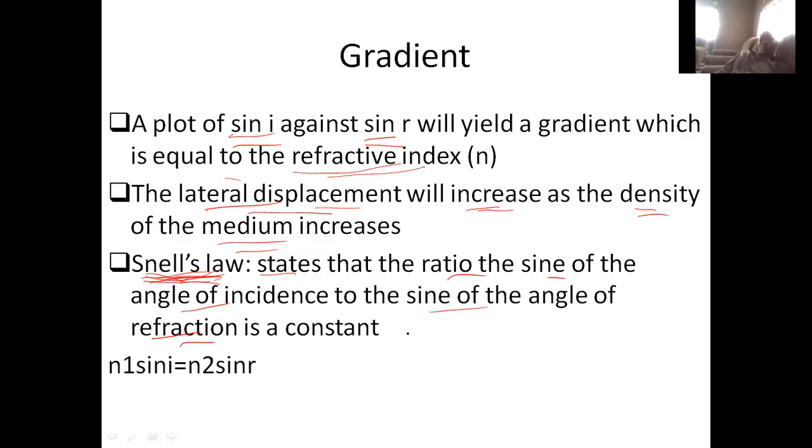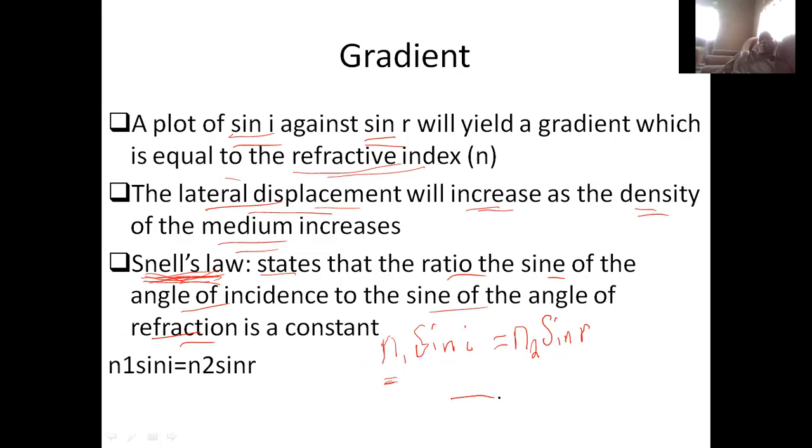And so what it means is that he said that if you have the index of refraction for material 1, you multiply it with the sine of the angle of incidence, it should be equal to the refractive index for material 2 multiplied by the sine of the angle of refraction. This is what he demonstrated, this man, known as Snell's law. So any n here is the refractive index of the material.